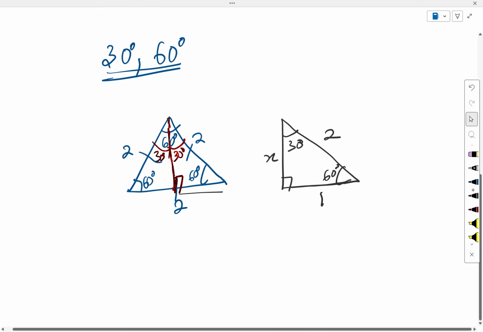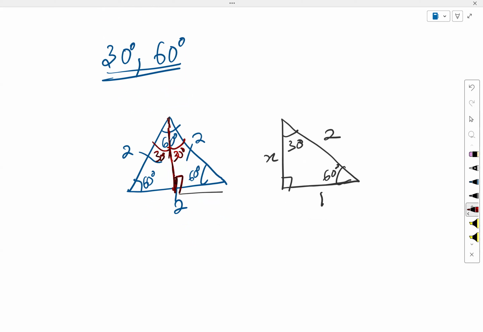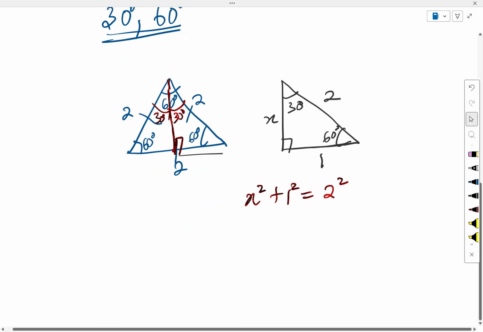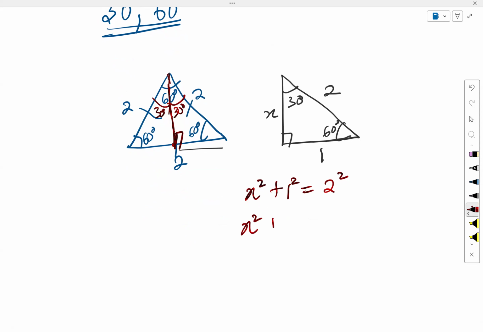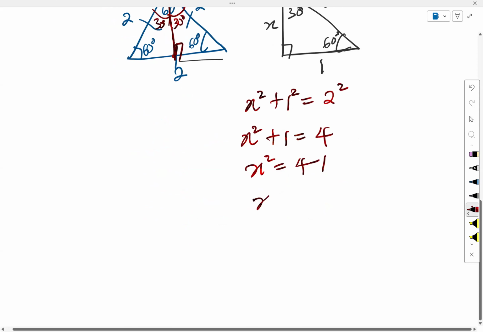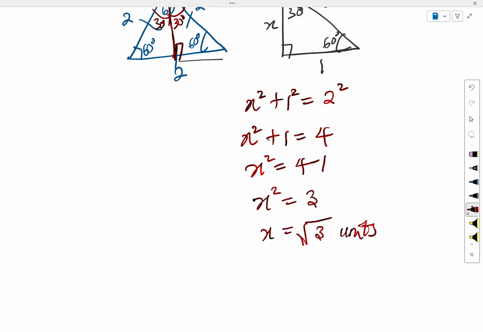What is side x? Thankfully, we've done Pythagoras theorem in the last video. So from Pythagoras theorem, we can find x, because x squared plus 1 squared is equal to 2 squared. That the sum of the squares of the adjacent sides is equal to the square of the hypotenuse. So x squared plus 1 is equal to 4. That means x squared is equal to 4 minus 1. So x squared is equal to 3. And x is now root 3 units. That is the value of that side.